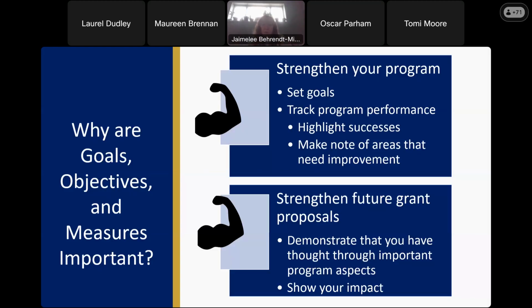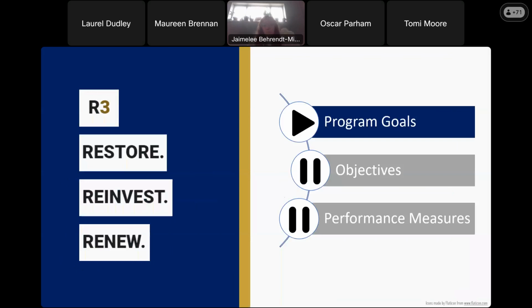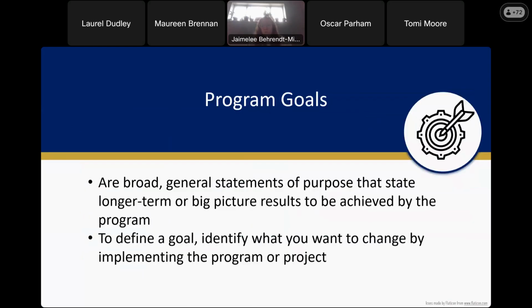And so, right, we're requesting the data. So the data is for us because we're requesting it, but it's also for you all because we do want you to be able to show your impact, and that will help you all to get funding in the future. So at this point, we're going to go through program goals, objectives, and measures. And so we'll just start with the program goals.